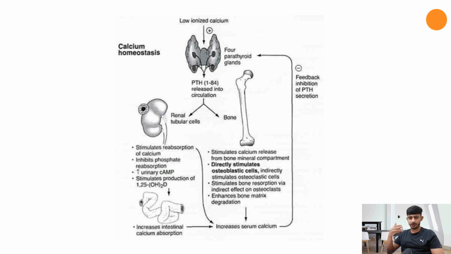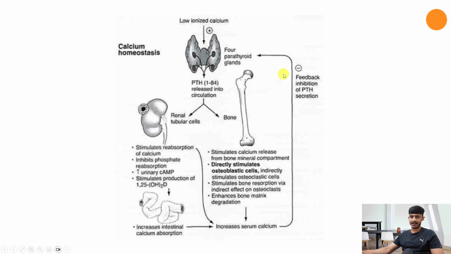It inhibits phosphate reabsorption, and also more importantly it stimulates 1 alpha hydroxylase. So what is 1 alpha hydroxylase? 1 alpha hydroxylase is an important enzyme to convert vitamin D to its active form, which is 1,25 dihydroxy vitamin D. It converts 25 hydroxy vitamin D to 1,25 dihydroxy vitamin D, which in turn indirectly acts on the kidney and increases intestinal calcium absorption. So all these three functions, increasing calcium release from bone, increasing calcium reabsorption from the kidney, and increasing calcium absorption from the intestine, all increase serum calcium.